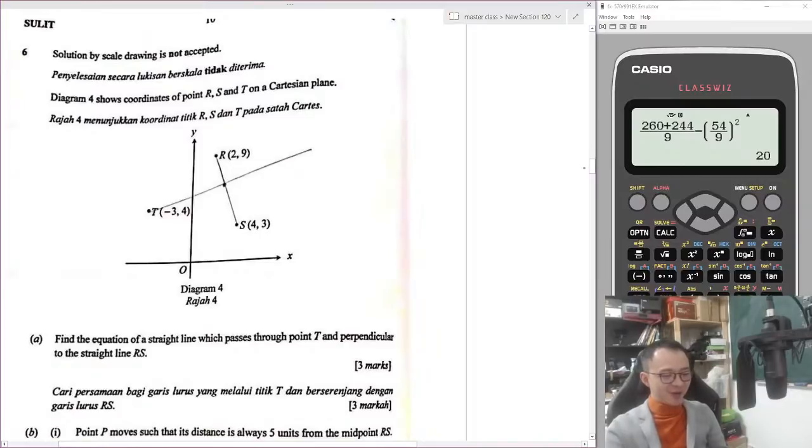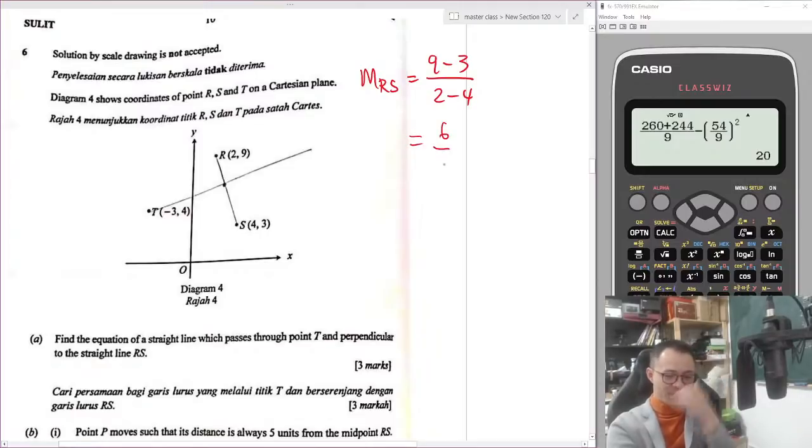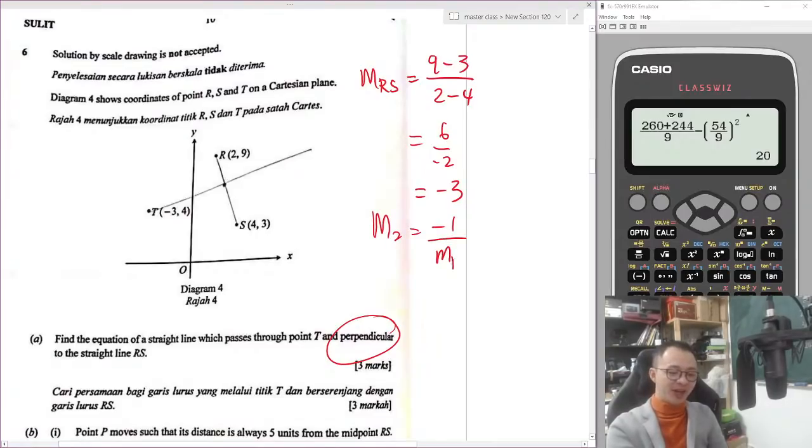Okay, so find the equation of the straight line passing through the point T and perpendicular to RS. Okay, I find the gradient of RS first. Very easy. y minus y over x minus x. So this is 6 over -2, which is -3. Because it is perpendicular, I want to find m2. m2 equals -1 over the gradient of RS, so it's -1 over -3, which is 1 over 3. This is the m2 which is perpendicular to RS.